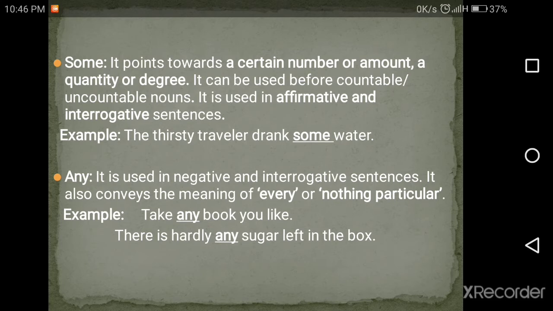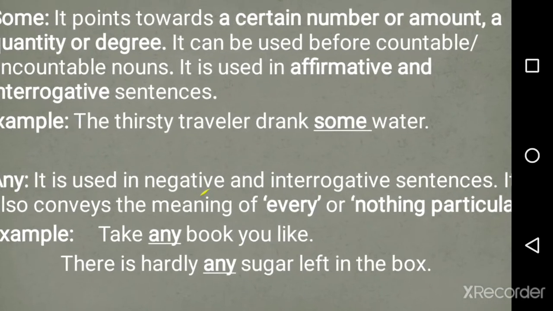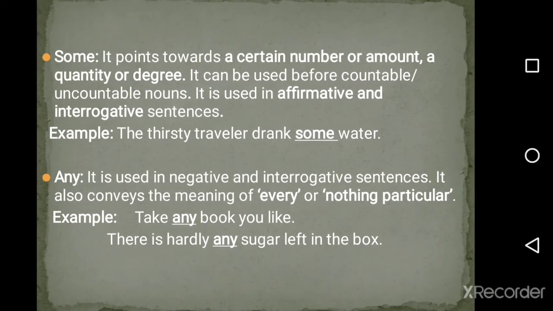Now let us study about the usage of the quantifiers in detail. The first one is some. Some points towards a certain number or amount, a quantity or degree. It can be used before countable or uncountable nouns.